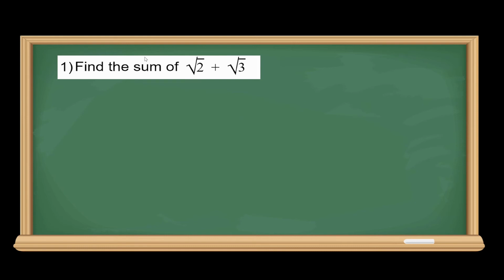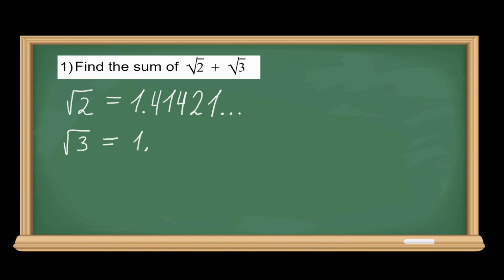Now let's do a practice problem. In this problem we have to find the sum of two irrational numbers, which are the square root of 2 and the square root of 3. First, what we have to do is to turn these two numbers into a decimal format. To do that, we need to use a calculator. The square root of 2 will equal 1.41421 and so on. And the square root of 3 will equal 1.73205 and so on.